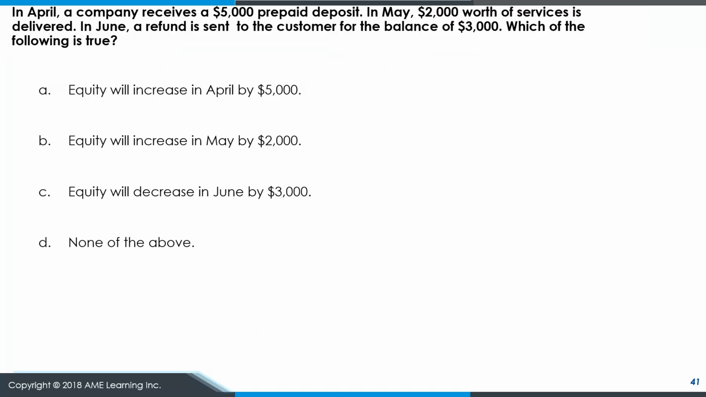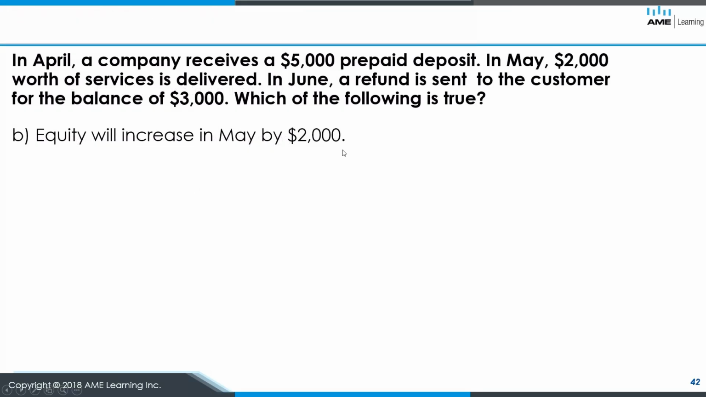In April, a company receives a $5,000 prepaid deposit. In May, $2,000 worth of services is delivered. In June, a refund is sent for the balance. Which of the following is true? So when we earn the revenue, let's see, that was in May. So in May, our equity went up, and that was the only time that equity would have changed. Otherwise, it's just cash going in and then cash being sent back out. So in May, we increased equity by $2,000. That's the answer there. We earned revenues basically of $2,000 in May.